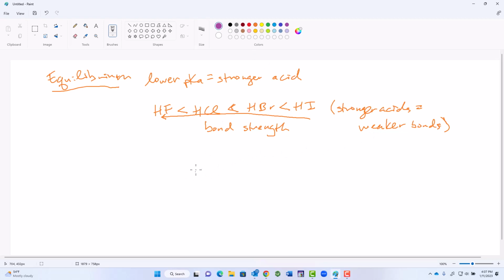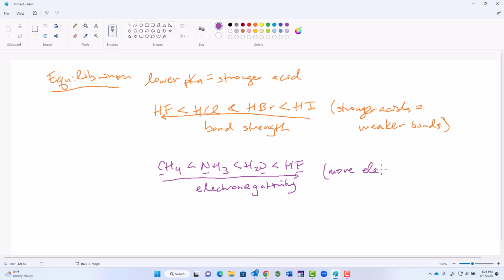The other trend we can talk about is in electronegativity. If we look at C, N, O, and F, we see that CH4 is a weaker acid than NH3. NH3 is a weaker acid than H2O, and H2O is a weaker acid than HF. What this means is that the electronegativity of the carbon, the nitrogen, the oxygen, or the fluorine is going to trend as it does on the periodic table. And we see that the more electronegative atom is going to generate a stronger acid, and that has to do with the pull of the bond.